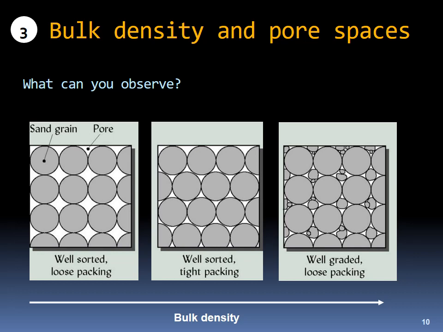The more spaces you have in the soil, the less the bulk density will be, because these spaces affect the mass, and remember, bulk density is mass over volume.